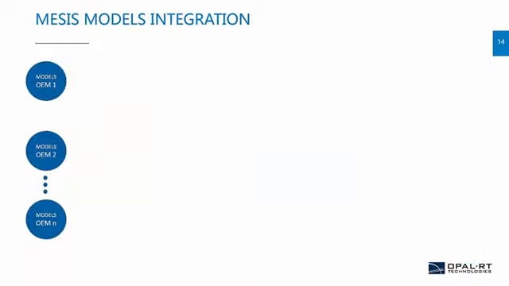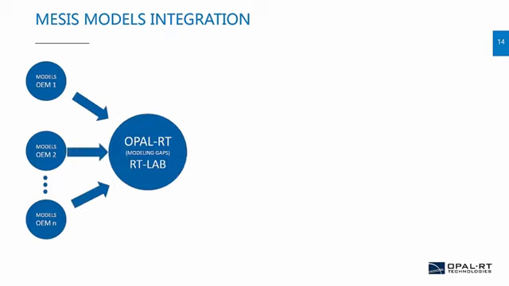In the integration phase of MESIS, the suppliers will provide models to OPAL-RT that will integrate them on a simulation platform, but also OPAL-RT will provide some models to fill in some modeling gaps, such as electric power converters or electrical machines.